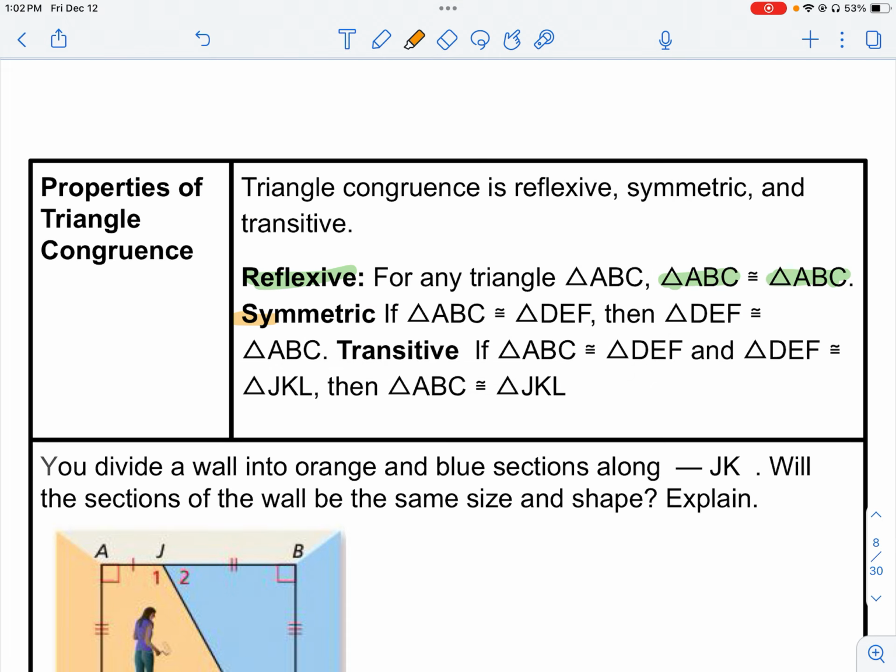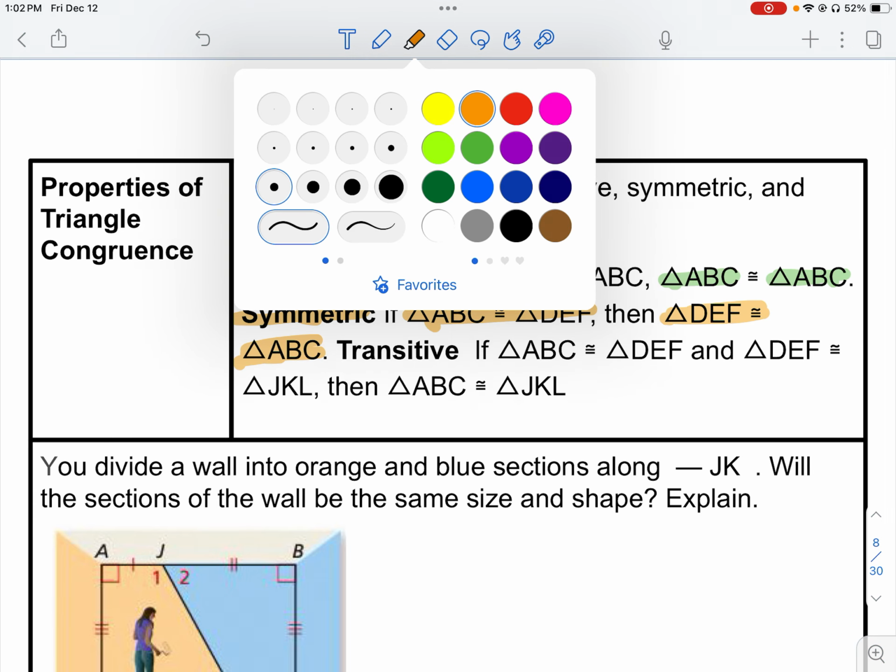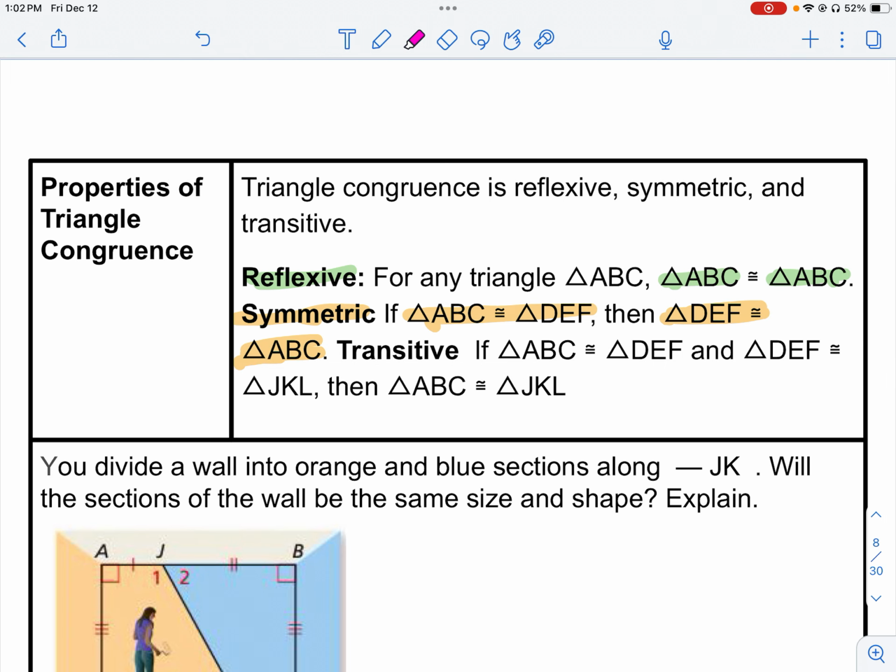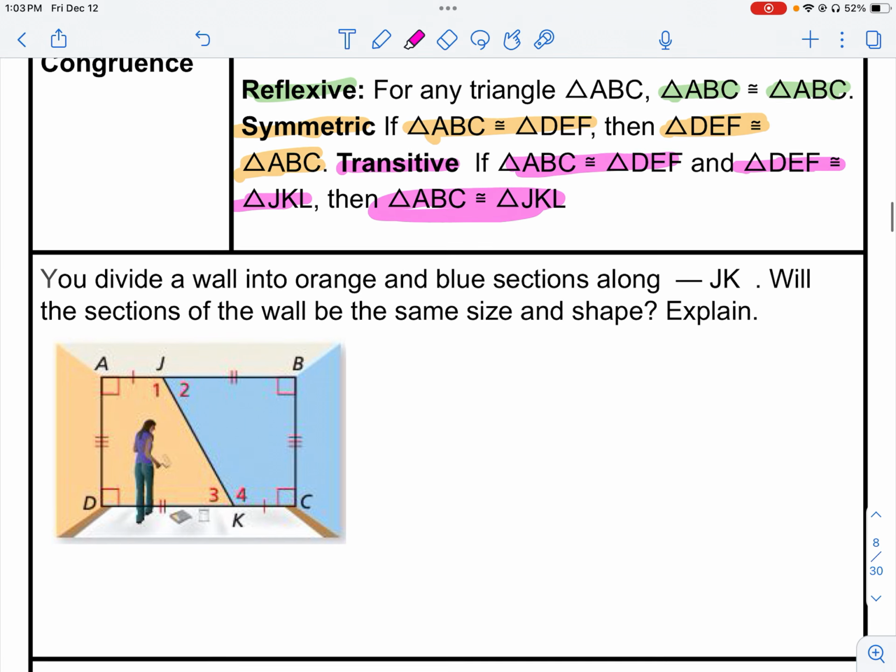The symmetric property: if triangle ABC is congruent to DEF, then triangle DEF is congruent to ABC. And then our world famous, much loved transitive property: if triangle ABC is congruent to DEF and DEF is congruent to JKL, then we can skip the middleman and go right to triangle ABC is congruent to triangle JKL. Who knows? This could come into play down the road. Let's find out.